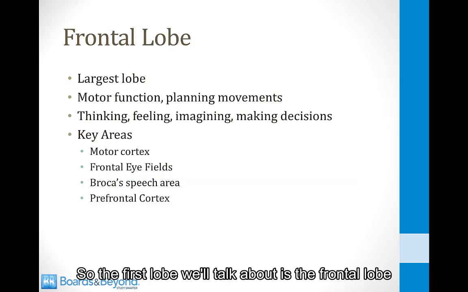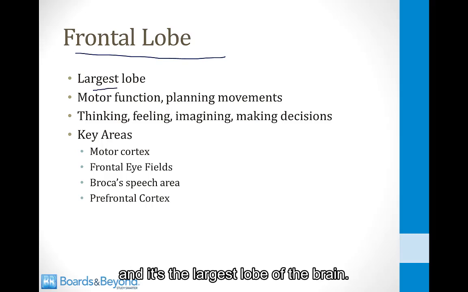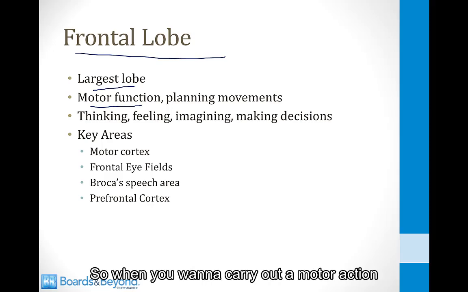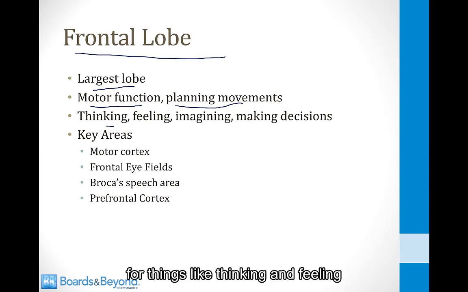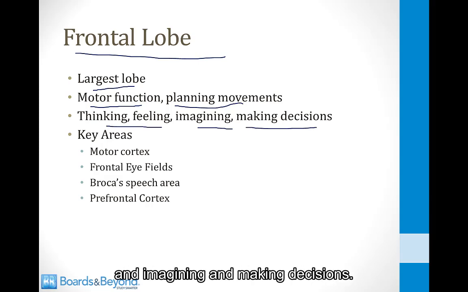So the first lobe we'll talk about is the frontal lobe, and it's the largest lobe of the brain. It does all of our motor functions. So when you want to carry out a motor action, like move your arm or walk, that's initiated in the frontal lobe. It also plans movements. And it also has portions that are responsible for things like thinking and feeling and imagining and making decisions.